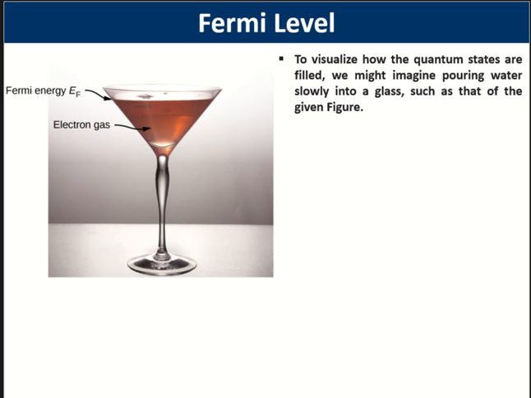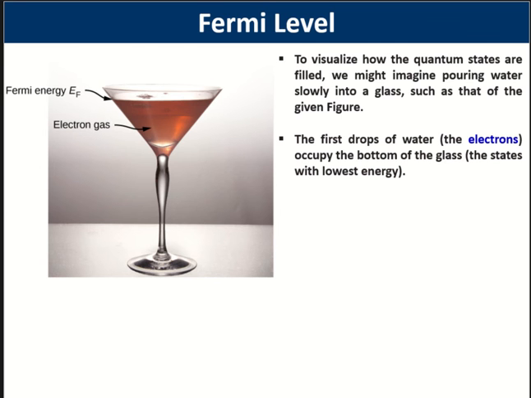So the view is something like this. Electron gas: imagine water being poured into a glass, as given in the figure. Initially very few are filled at the bottom. This is the situation when we look at the band density of states diagram in a 3D crystal. Finally, at the top you have more and more drops that can be accommodated. A similar thing is happening with the band structure here.